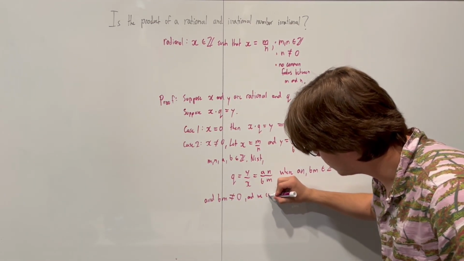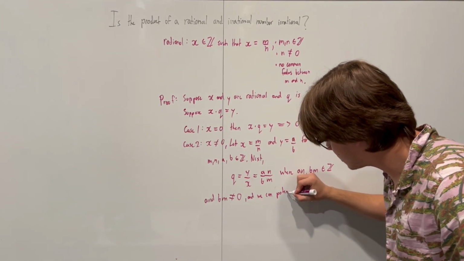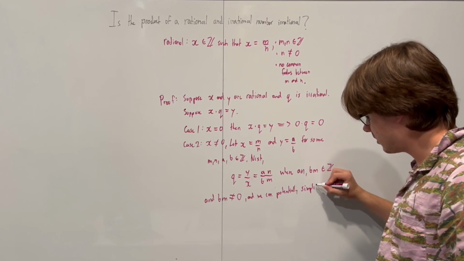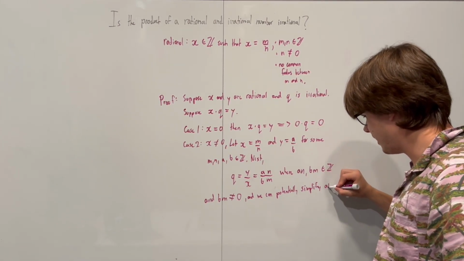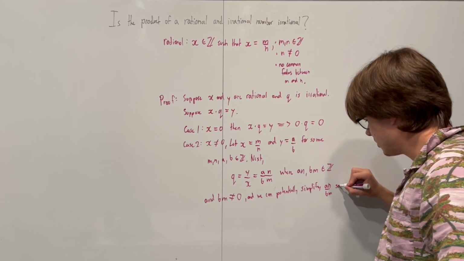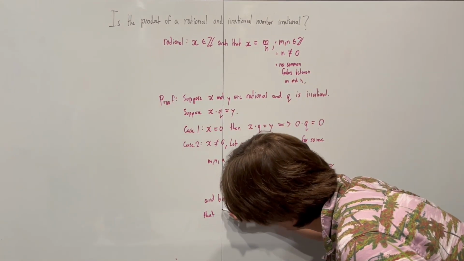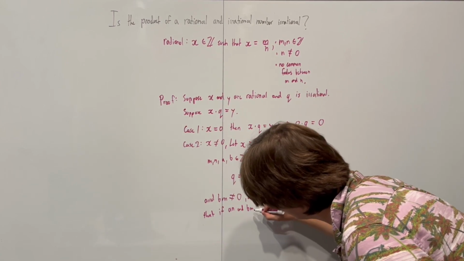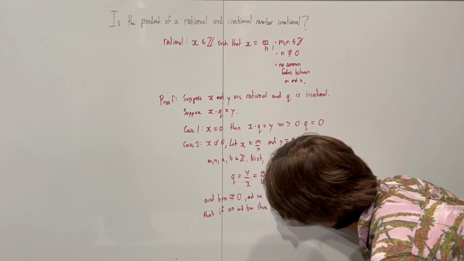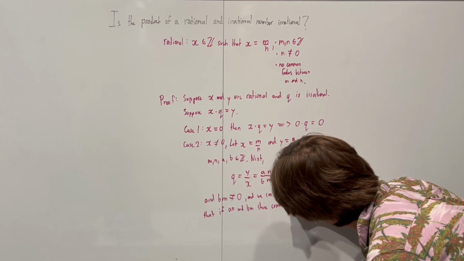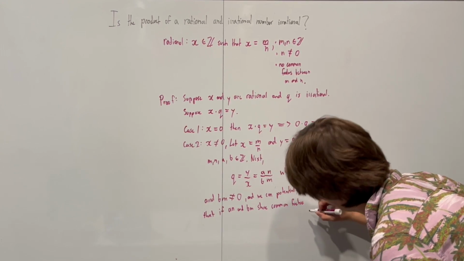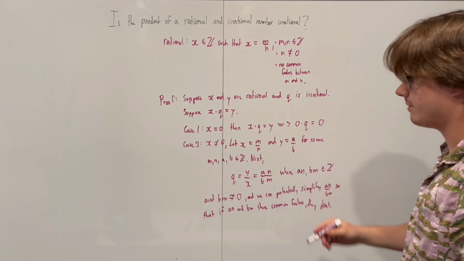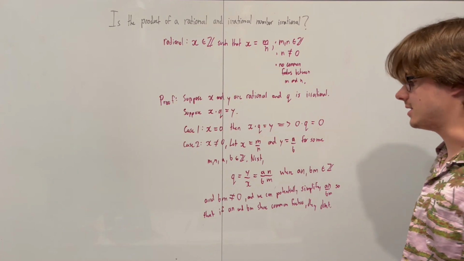And we can potentially simplify an over bm so that if an and bm share common factors, they don't. Maybe there's a better way of writing that sentence, but I think you get the idea.